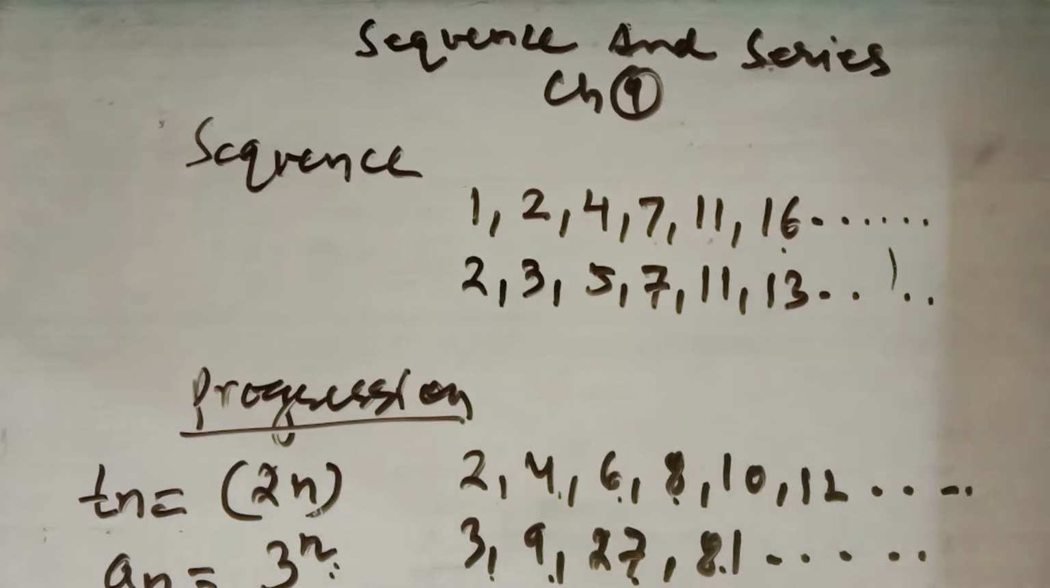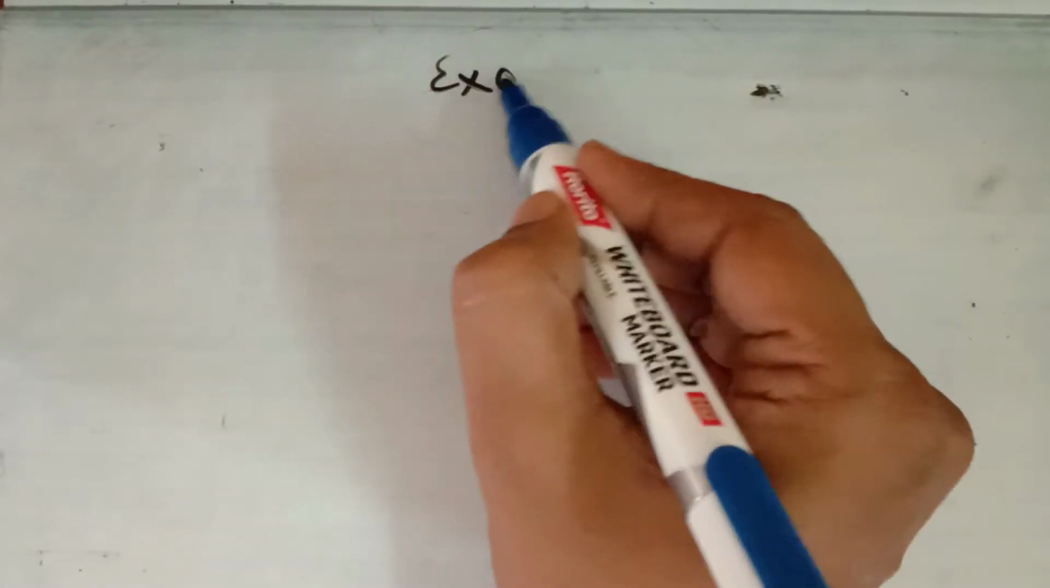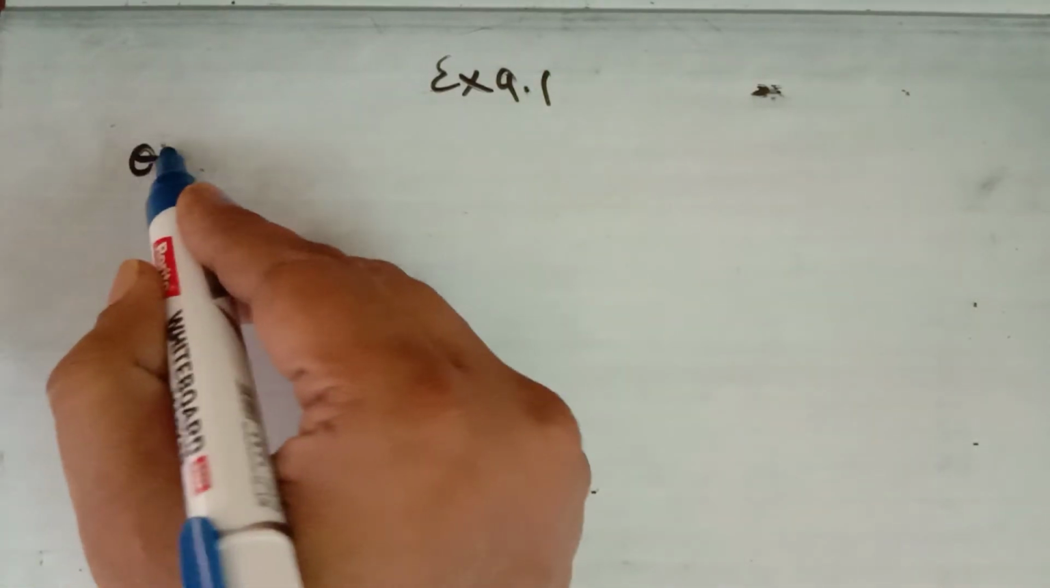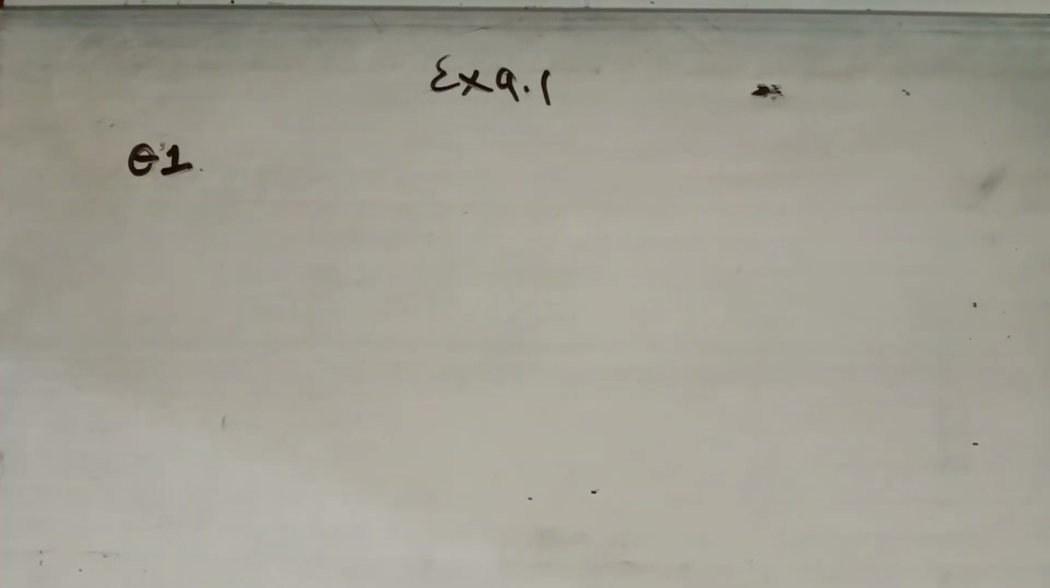Now the first exercise of your NCERT book is just based on how to find any term of the given sequence or progression. So open your NCERT book, the first exercise, and simply you have to find the terms of the given sequence or the progression. So exercise 9.1, if you see question number 1: write the first 5 terms of the given sequence in exercises 1 to 6 whose nth term is given.